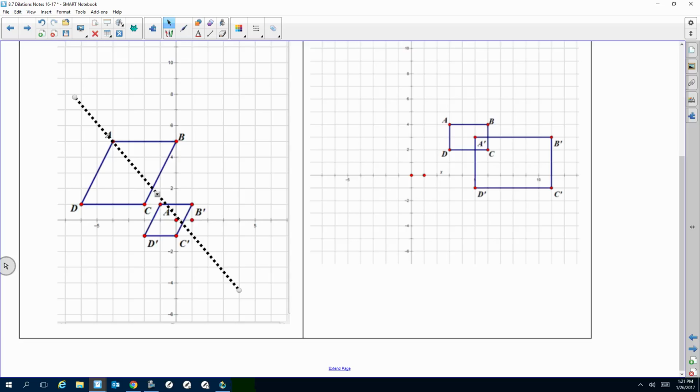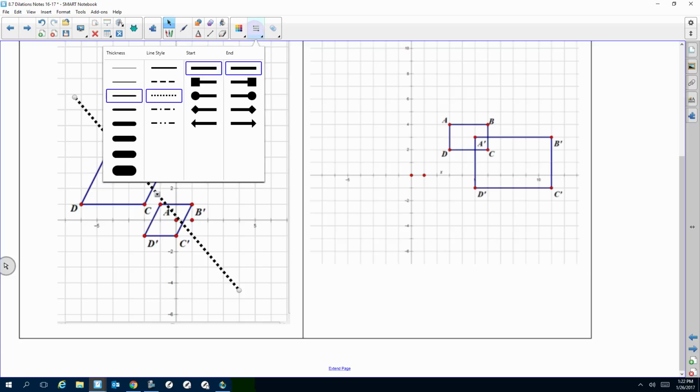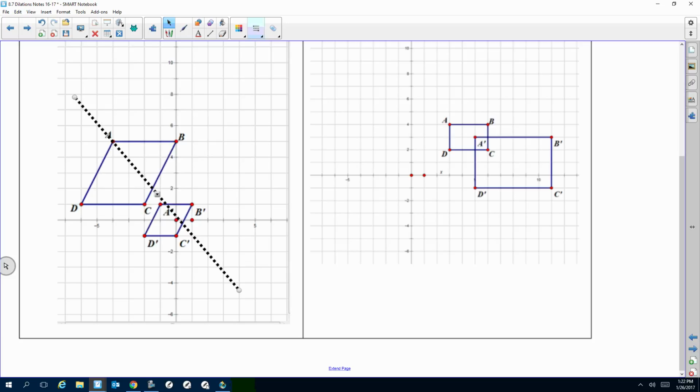Now, how many lines do we need to find a point of intersection? 2. We have to have at least 2 lines. It takes 2 lines to have a point of intersection. So I don't need to connect all vertices. I just need to connect at least 2 pairs. So which other one do you want to connect? All right, so we're going to do B and B prime. I'm going to draw a line through B and B prime, and find where they intersect.